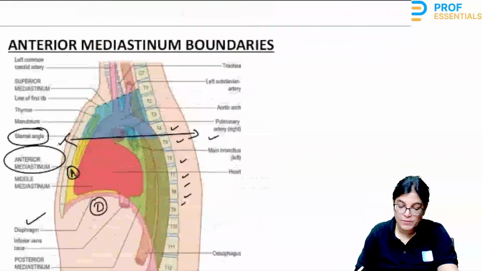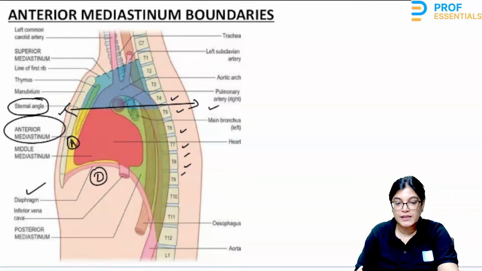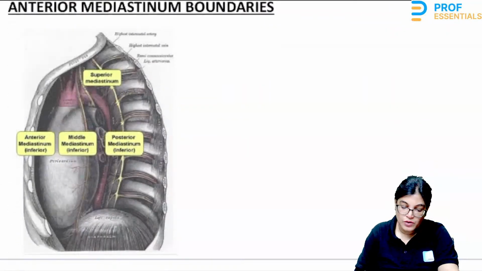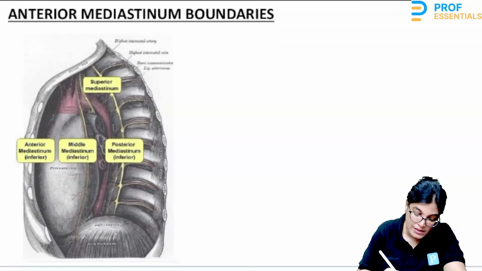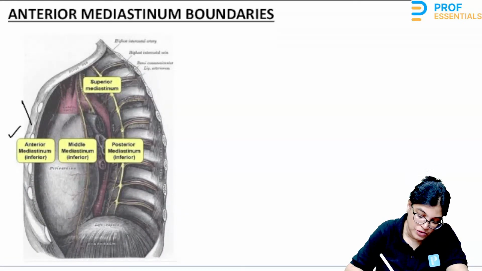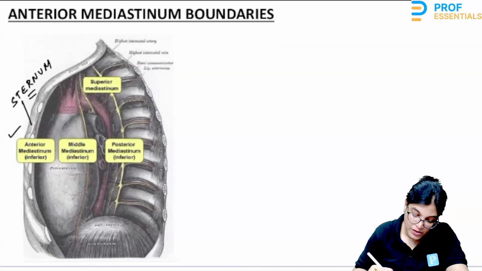So we can appreciate the boundaries in this image, as you can see. Here in this diagram you can also see the area of anterior mediastinum, which is lying just posterior to the sternum body. Okay, this is A for the anterior boundary.